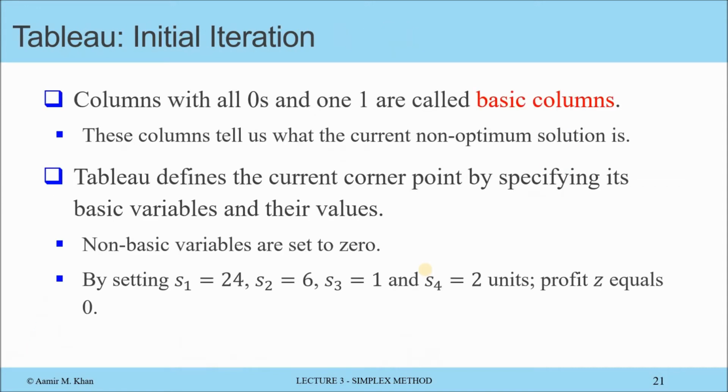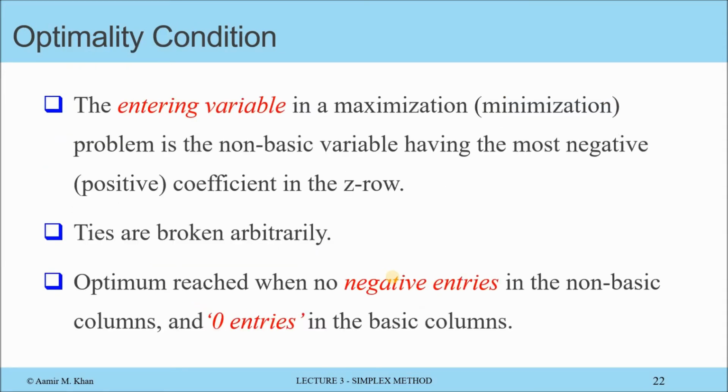So this is what happens. So you see over here, the tableau defines the current corner point by specifying the basic variables, and you set these values. This gives you the starting solution. This is your first solution. It's not optimal definitely, but it is at least part of the feasible region. Okay, then you try to improve it.